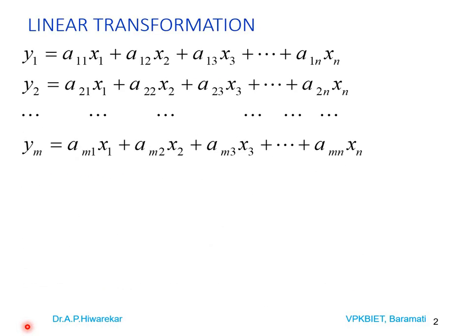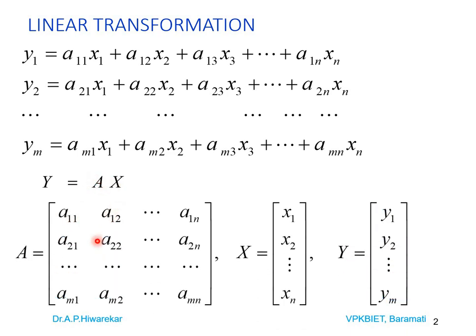First we will see linear transformation. For that, we consider y1 equal to a11 x1 plus a12 x2 and so on up to a1n xn. y2 is equal to a21 x1 plus a22 x2 and so on up to a2n xn. In this way, ym is am1 x1 plus am2 x2 and so on up to amn xn. Here a11, a12, all aij are constants. So we can write this system of linear equations in the matrix form as y is equal to Ax.